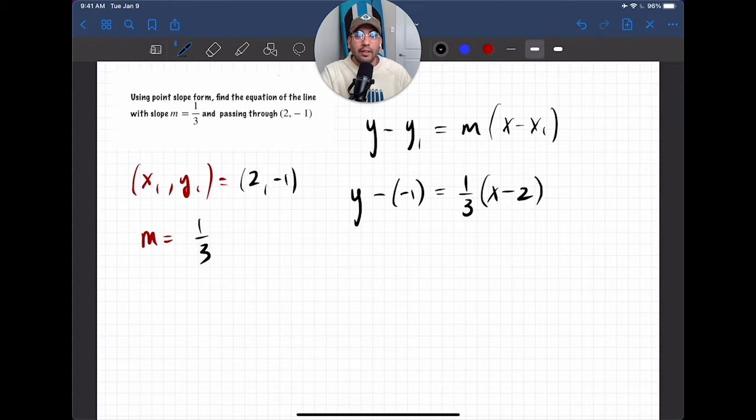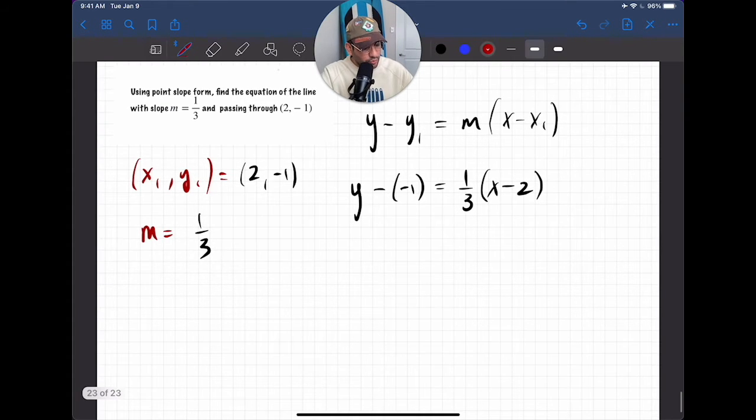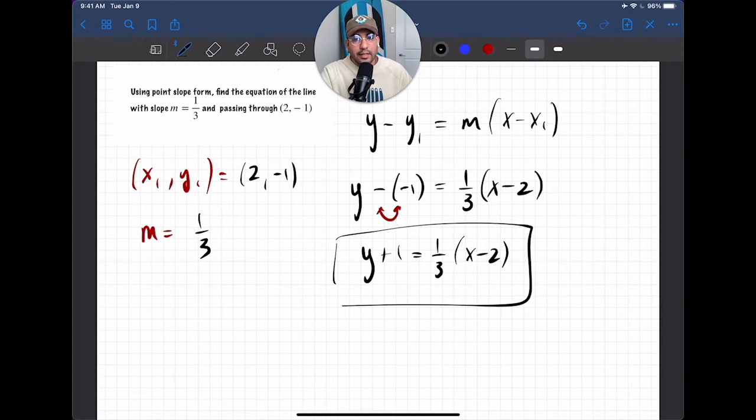So let's just simplify the left side because we have those two negatives there, and that's going to become y plus 1 is equal to 1/3 times x minus 2. And typically they want you to leave your answer like this because this is exactly point slope form.